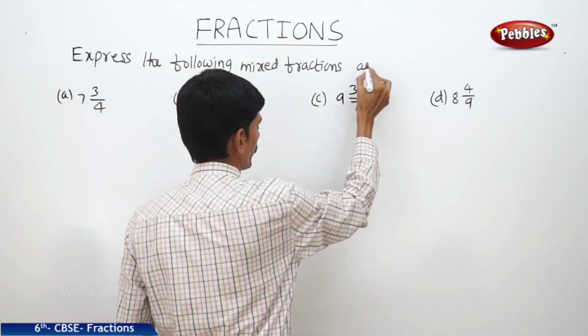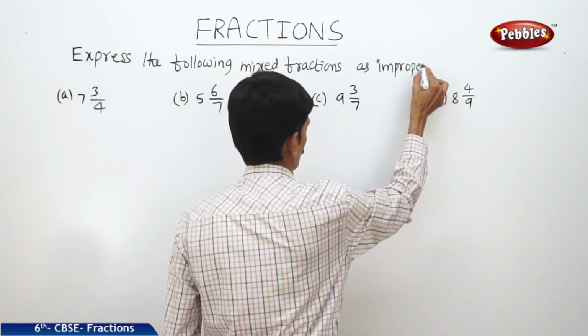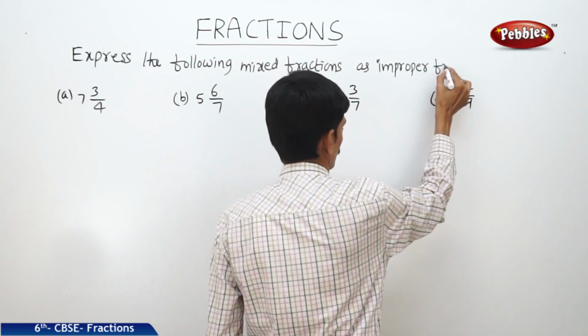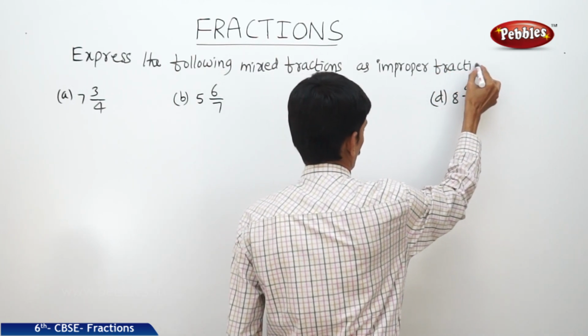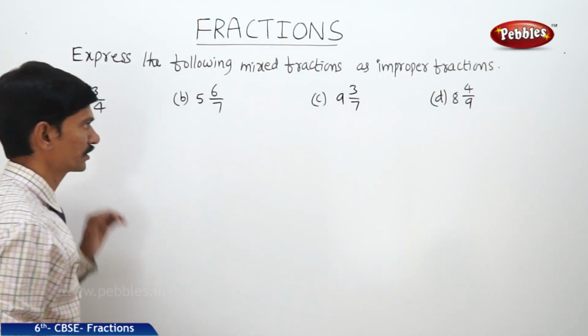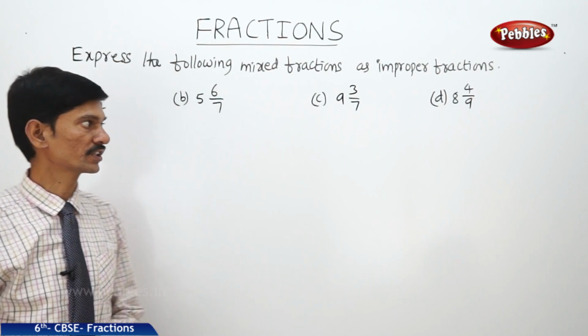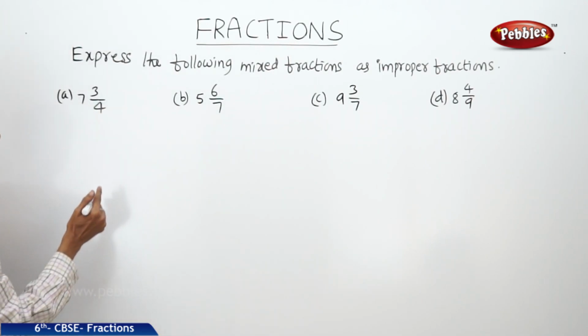As improper fractions. So here the mixed fractions are given, you have to convert them into improper fractions. So the first question is 7 3 by 4.